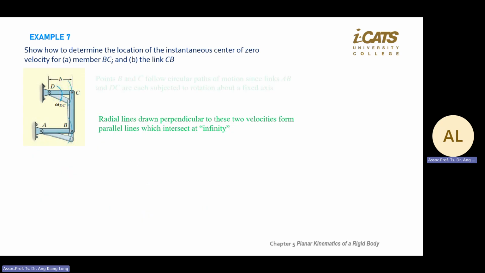Okay, this one repeats the same. If you want to find the link of C to B, where is the location? If you draw, C will be pointing down, right? C will point down.